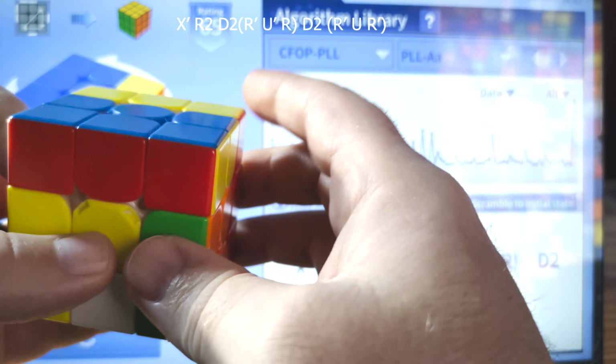Now, I'm using here the Cubestation app with, again, iCarry. And the reason why I do this is because the first tip I'm going to give you is, when it comes to memorizing a perm, the hardest thing to do isn't to remember the moves, but to remember when to use them.